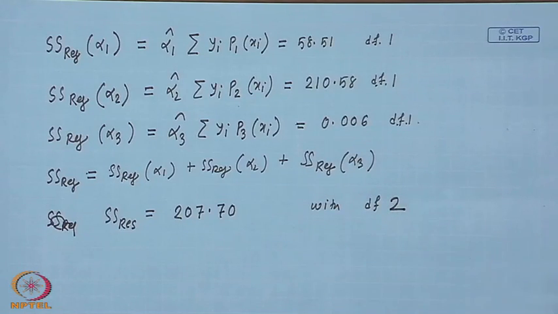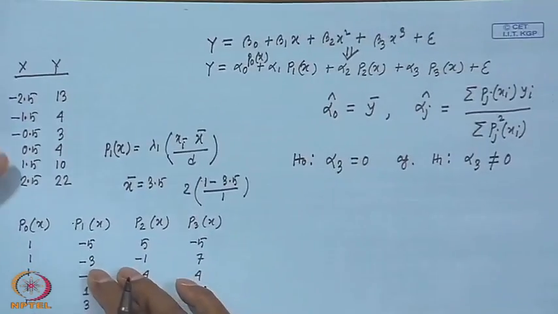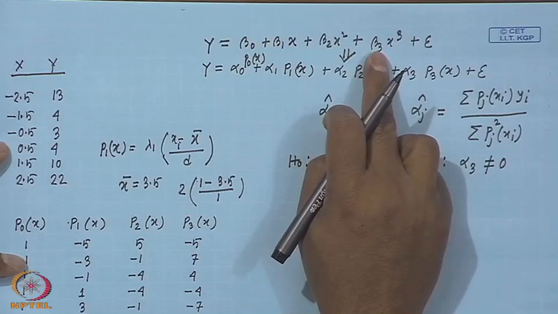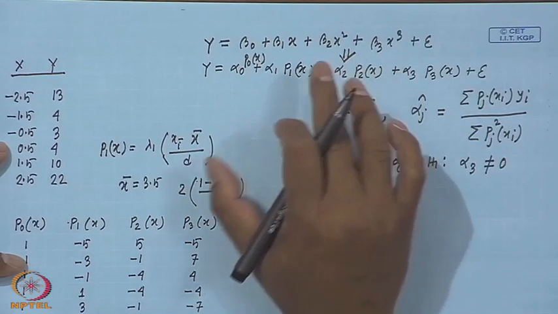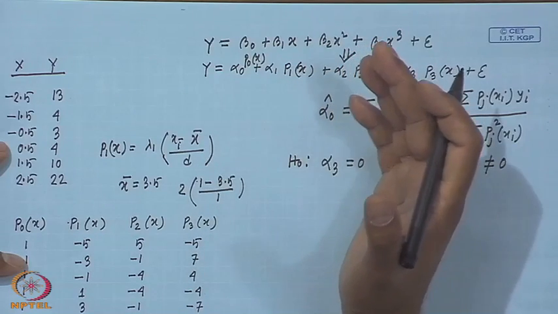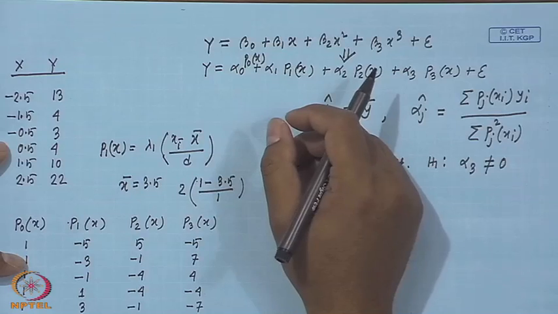Why is it 2? Because we have 4 parameters in the model. So, 4 parameters mean 4 restrictions on the residuals, and there are total 6 residuals and you have 4 restrictions. So, only 2 you can choose independently, and the other 4 have to be chosen in such a way that the 4 restrictions are satisfied. So, that is why the SS residual has 2 degrees of freedom.